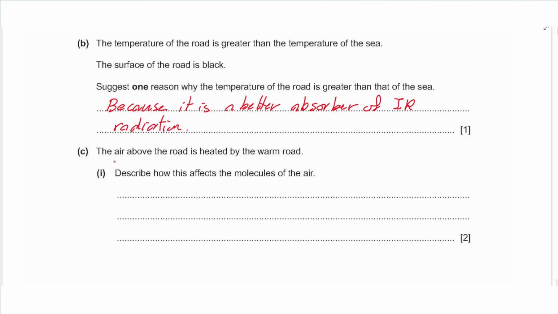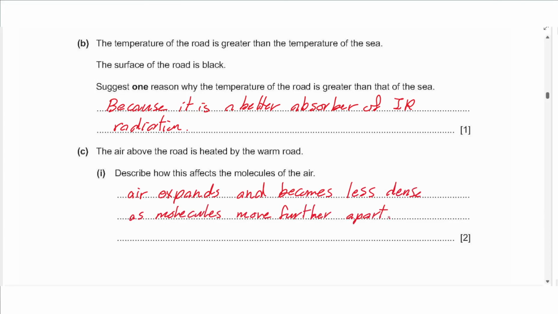Part C says the air above the road is heated by the warm road. Describe how this affects the molecules of the air. So air expands and becomes less dense as molecules move further apart. That's why hot air rises.